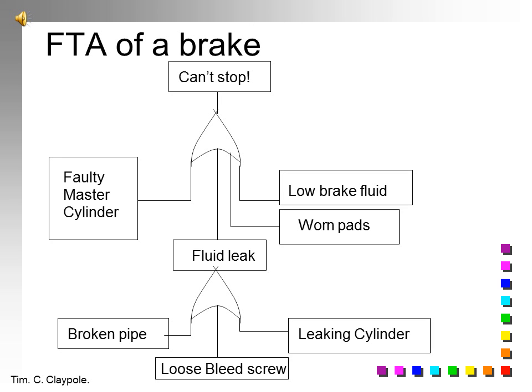So let's look at an example of an FTA of a brake. If the brake fails, you can't stop. The first thing you look at is an OR gate. These are the things below this that if they occur, any one of them by themselves is enough to cause a failure of the brake. If the master cylinder fails, if there's low brake fluid, if there's worn pads, all of these will cause it to fail. Also, a fluid leak will cause the brake to fail.